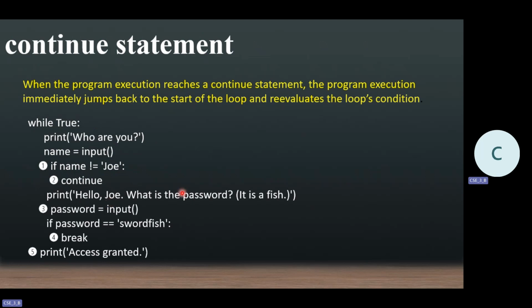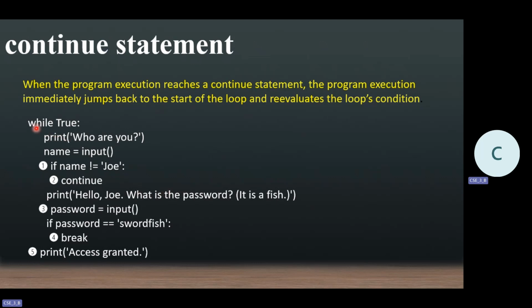Next we see one more important aspect, that is the continue statement. When the program execution reaches a continue statement, the program execution immediately jumps back to the start of the loop and re-evaluates the loop condition. Sometimes there is a necessity that if some conditions occur, we want to continue the task. How do we actually continue? We go back to the start of the loop and re-evaluate the loop condition. Again, if the condition becomes true, we are able to continue the execution of the statements inside the loop.